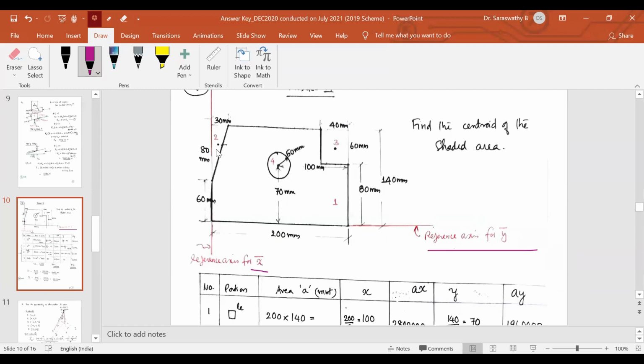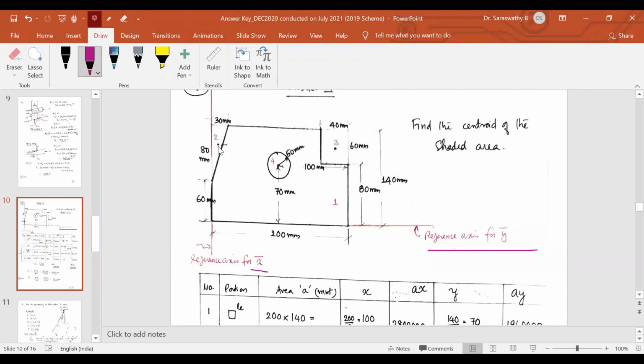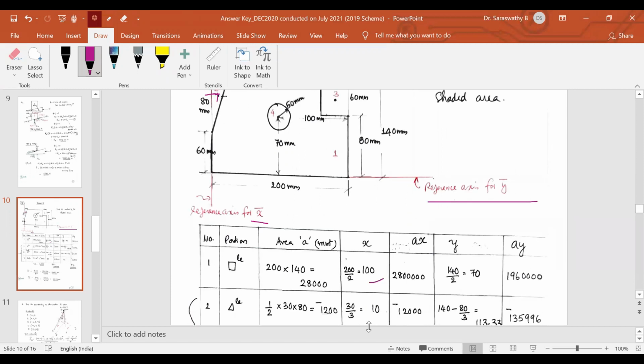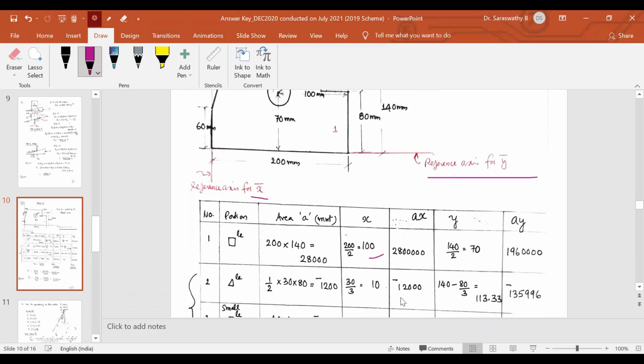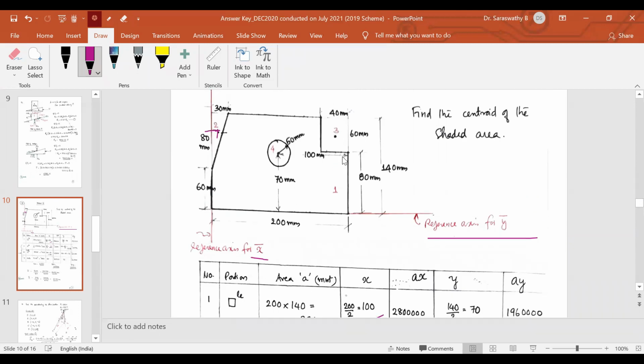Then the second area, this triangle. For this triangle, the area is half into 30 into 80, half base into altitude. It is a negative area. It is deducted, so I have put a minus here. The centroid of this triangle is at 1/3 h from the base. So 1/3 of 30, it is 10.